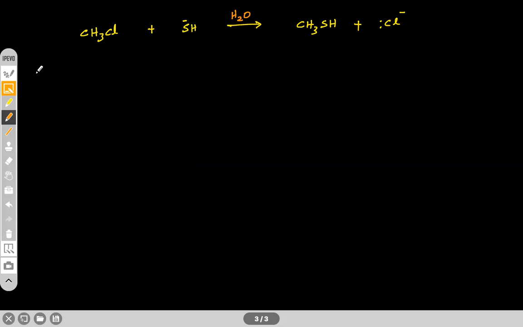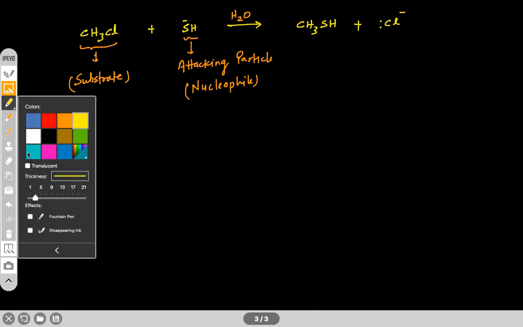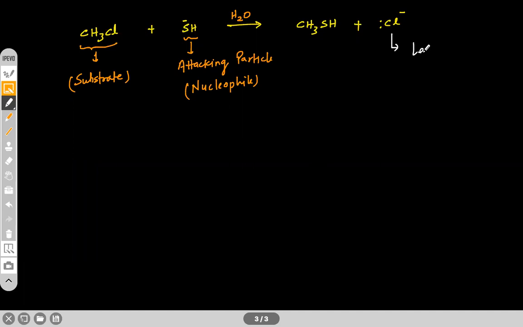What all things are there? This compound where the reaction takes place, we call it the substrate: the compound on which the reaction takes place. This SH minus attacks this substrate, so it is the attacking particle. This negatively charged attacking particle is the nucleophile. This is the product. And this that goes out is the leaving group, because it leaves from this molecule.